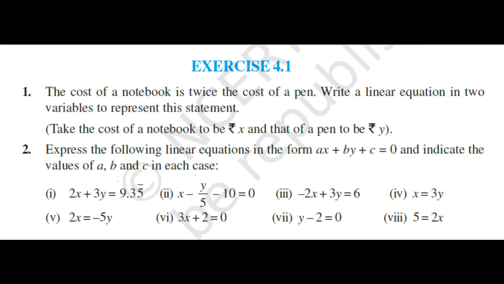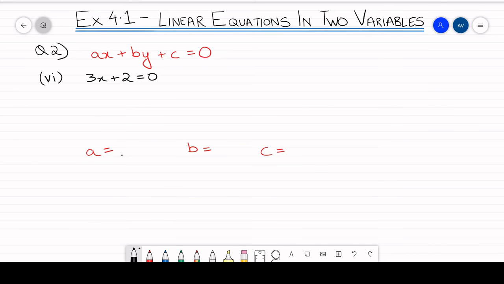The sixth part is the equation 3x plus 2 is equal to 0. Now we already have all the terms on the left hand side, and it's easy to identify. A is equal to 3 over here, b out here is equal to 0 since there is no y term, so obviously the coefficient of y must be 0, and c, the constant term, is equal to plus 2.